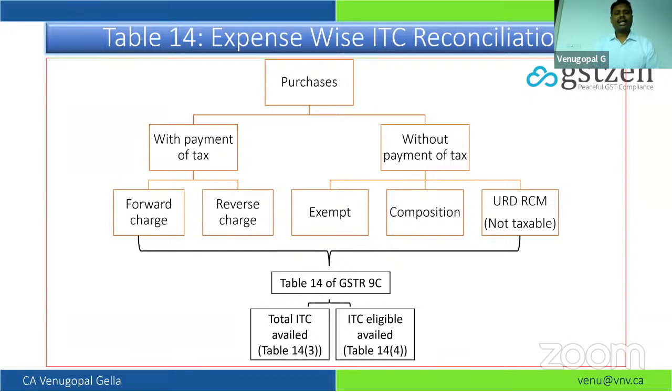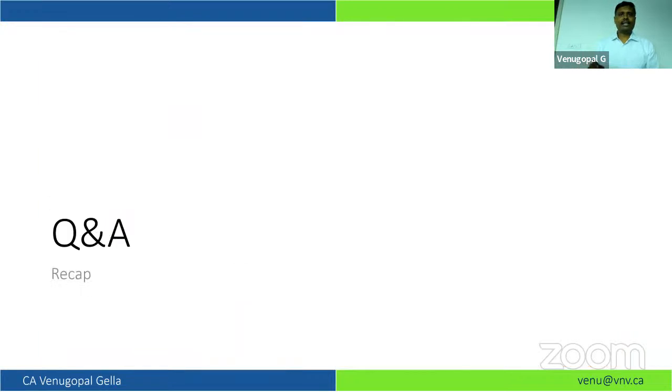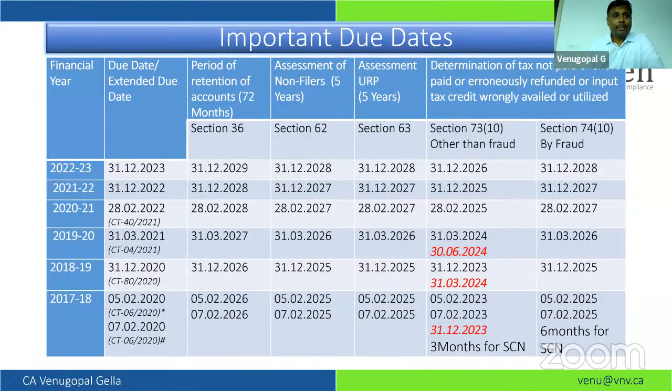Here, all the input tax credit, both capital goods and the revenue goods, you have to segregate with payment, without payment, and report it into table 14 of 9C. With this, we have come to the end of the theory part of the question. Good, we are bang on time, so that we can spend more time in the Q&A and take up the questions on the practical aspect of it, while my colleague Bharti will show you the demo.